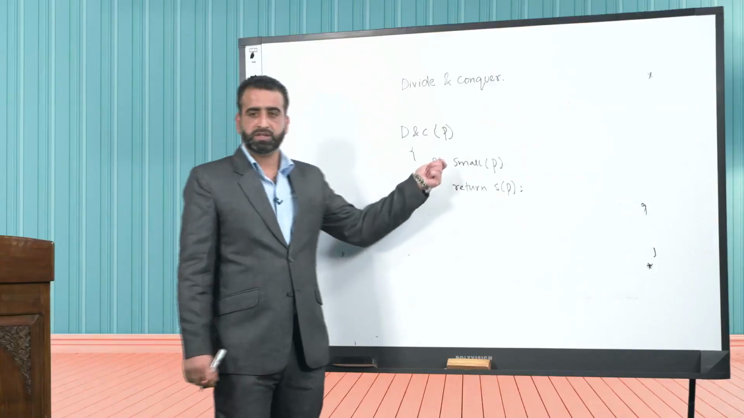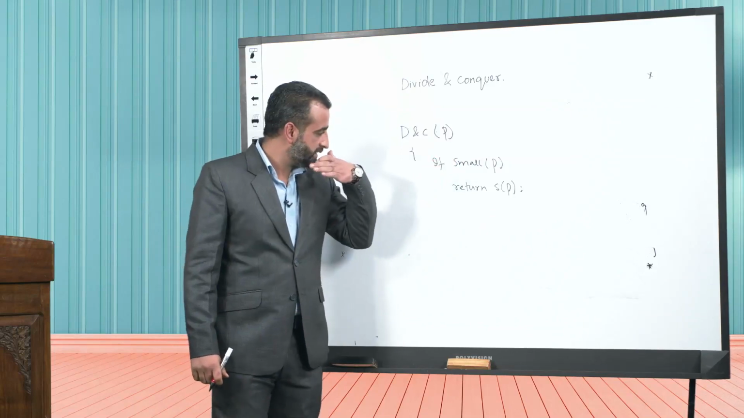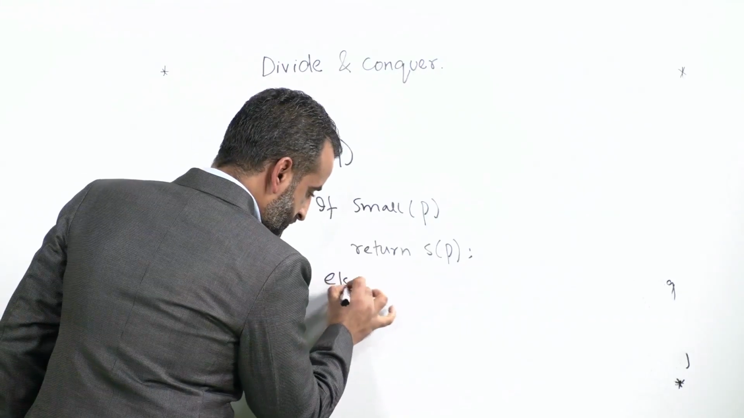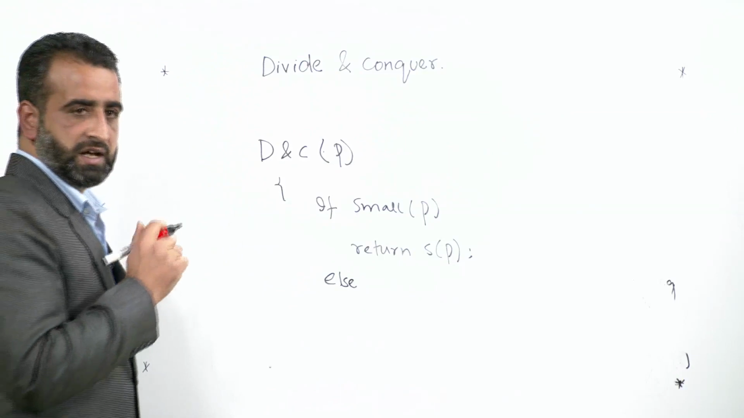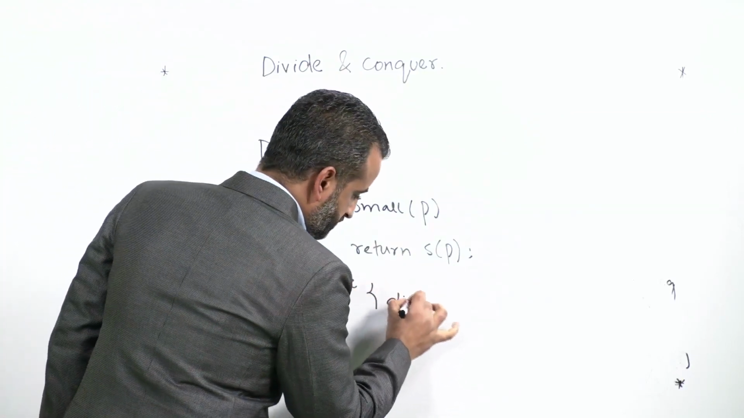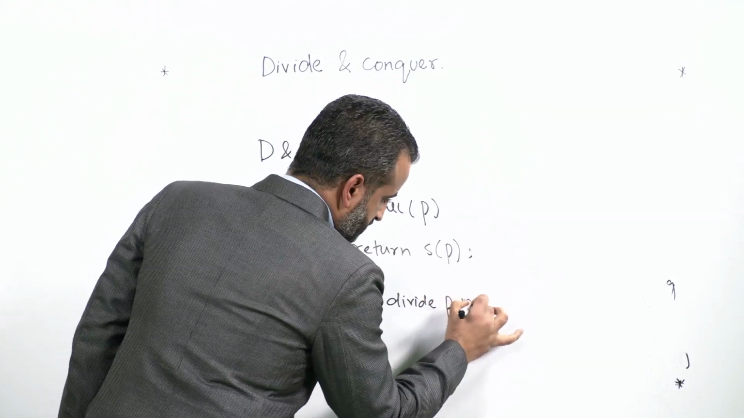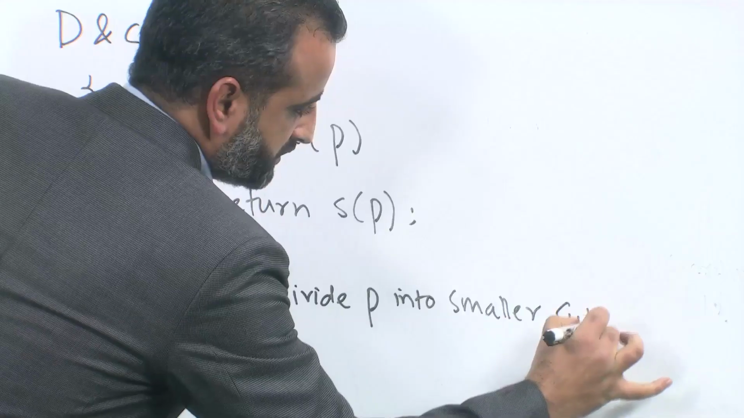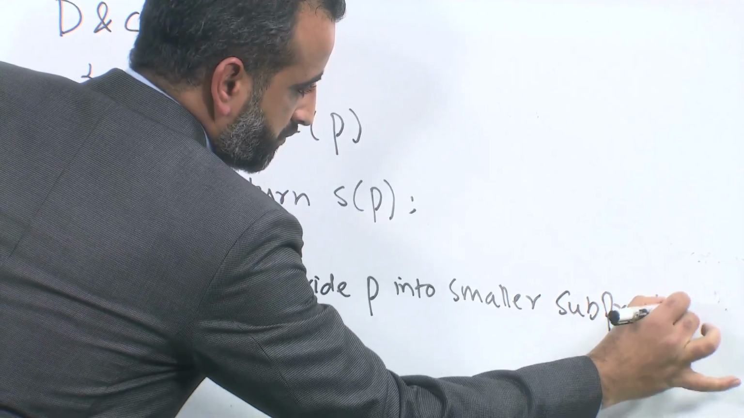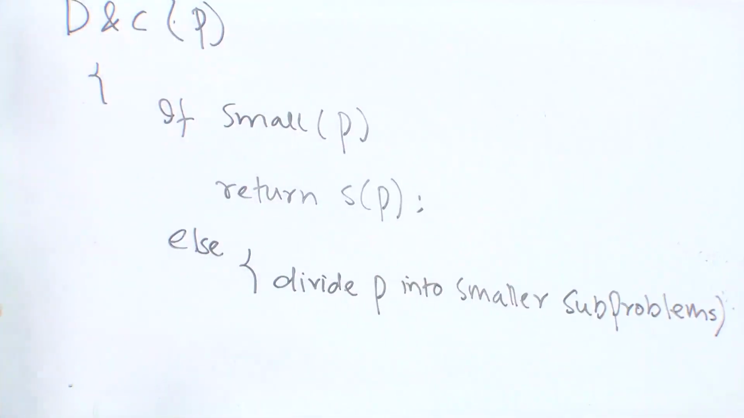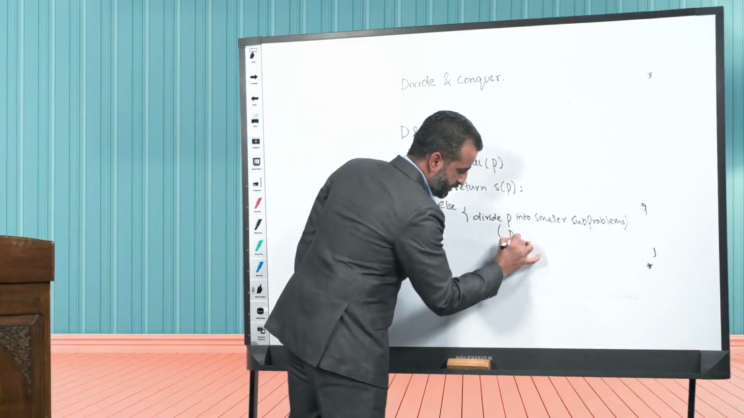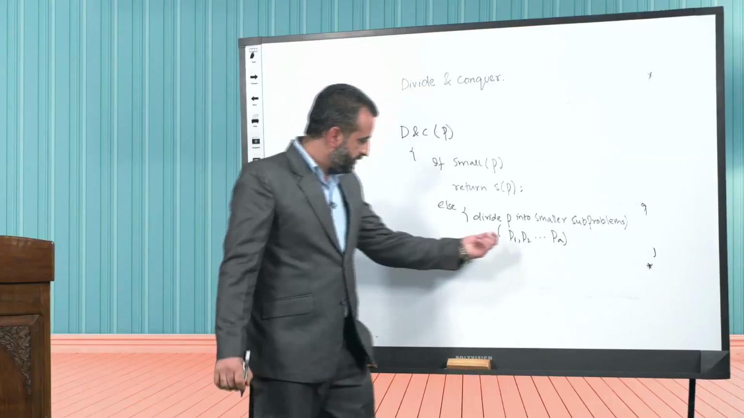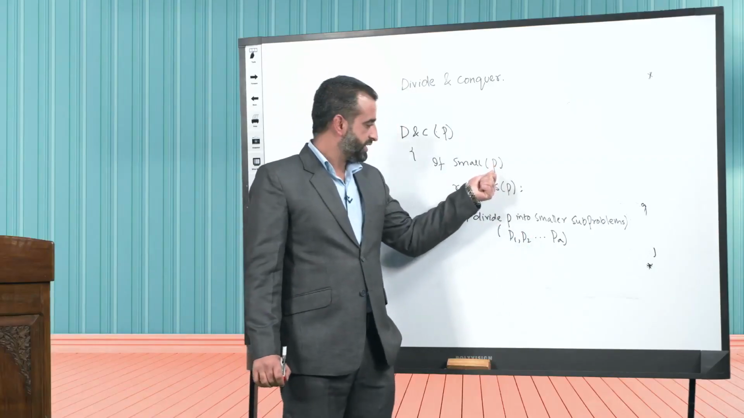But if the problem is not small enough, then we may need to divide it further into smaller instances so that we can solve those smaller instances. In case my problem is not small enough, then I'll be dividing my P into smaller instances of P, smaller subproblems. So let's call those subproblems P1, P2, all the way up to the number of problems that we need to create. These are the smaller subproblems of the same problem P that we are trying to solve in this case.